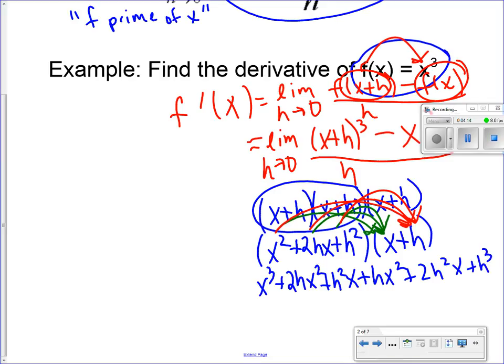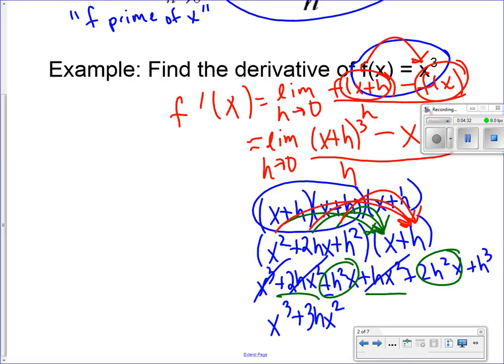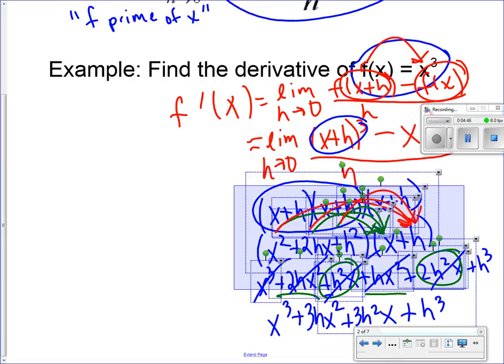And I have a couple of like terms in here. I have hx squared, hx squared, so there's a total of 3 hx squareds. I cross them off as I use them. And I also have an h squared x and 2 more h squared x. So there's 3 of those. And then there's the h cubed term. So all of this was x plus h cubed. That was my work to figure out what that is.